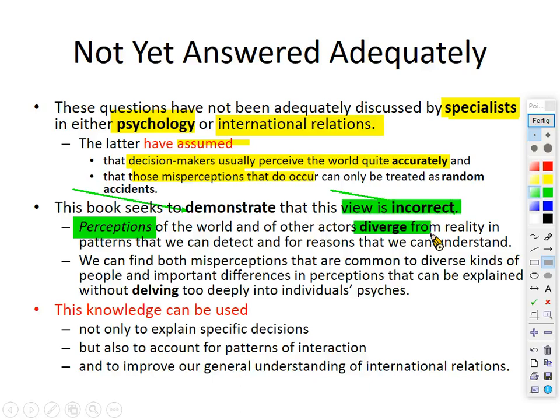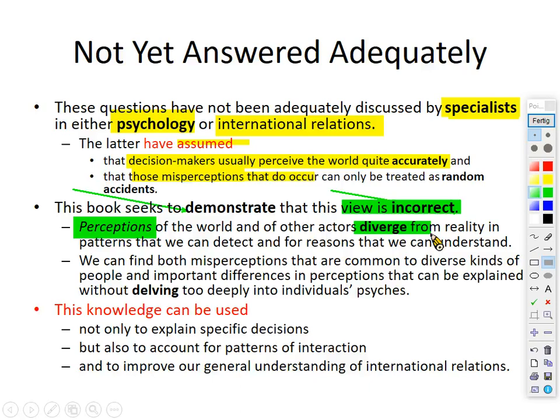Okay. So this kind of divergence between reality and your perceptions can be detected, and for reasons that we can understand. It's quite simple and straightforward. We know the differences are always there. No one will be so naive as to believe that their perceptions and the reality are just about the same. No one said that, right? So it's our human nature. We know our understanding of the world and the world itself will be different in many, many different ways.